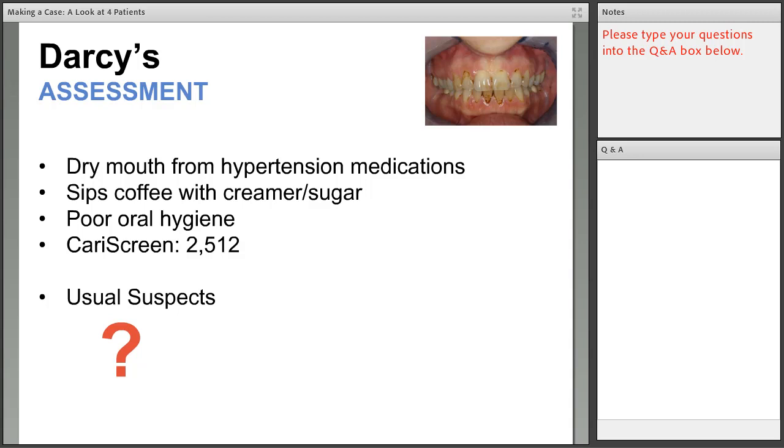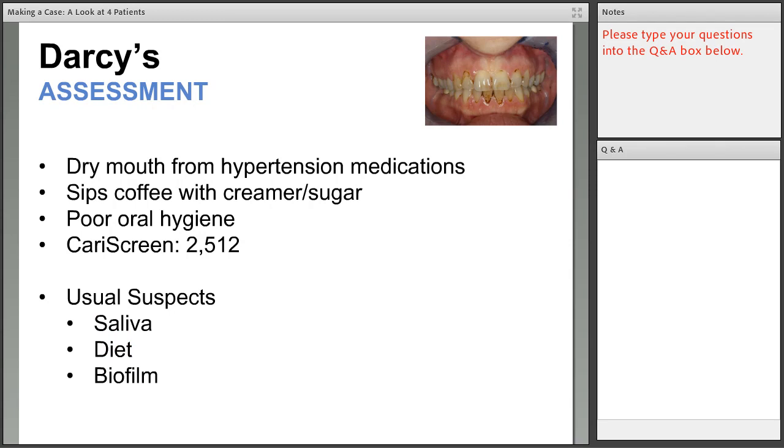So here's the assessment. We know that she has a dry mouth from hypertension medications. Turns out she sips coffee all day long with creamer and sugar. Okay, so that's a dietary issue. We know that her oral hygiene could be improved, and she had an elevated Caries screen score. So if we go then to look at the usual suspects here, she has all 3. She's got saliva, diet, and biofilm.